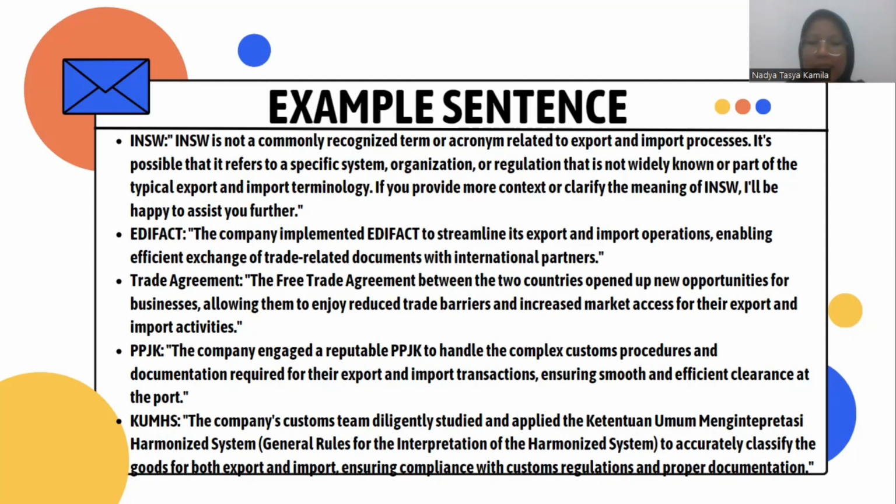And the last is KUMHS. The company's customs team diligently studied and applied the Ketentuan Umum Menginterpretasi Harmonic System to accurately classify the goods for both export and import, ensuring compliance with customs regulations and proper documentation.